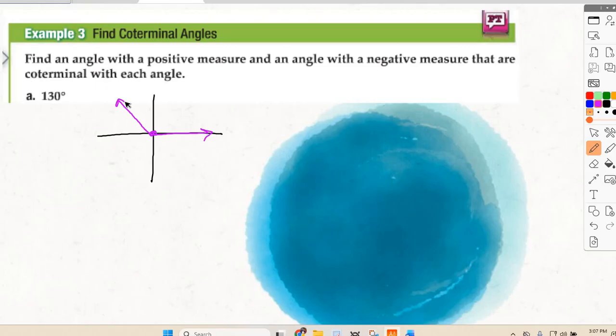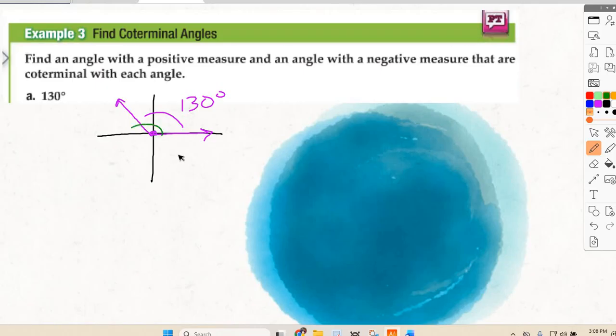Now it wants us to find one positive and one negative. So this is 130. So let's start with the positive. How might I find another positive angle? What did we talk about? Radians? We still want to be in degrees if they give us a question in degrees. We'll do radians here in a second. But what did we talk about that we're able to do? Go all the way around.